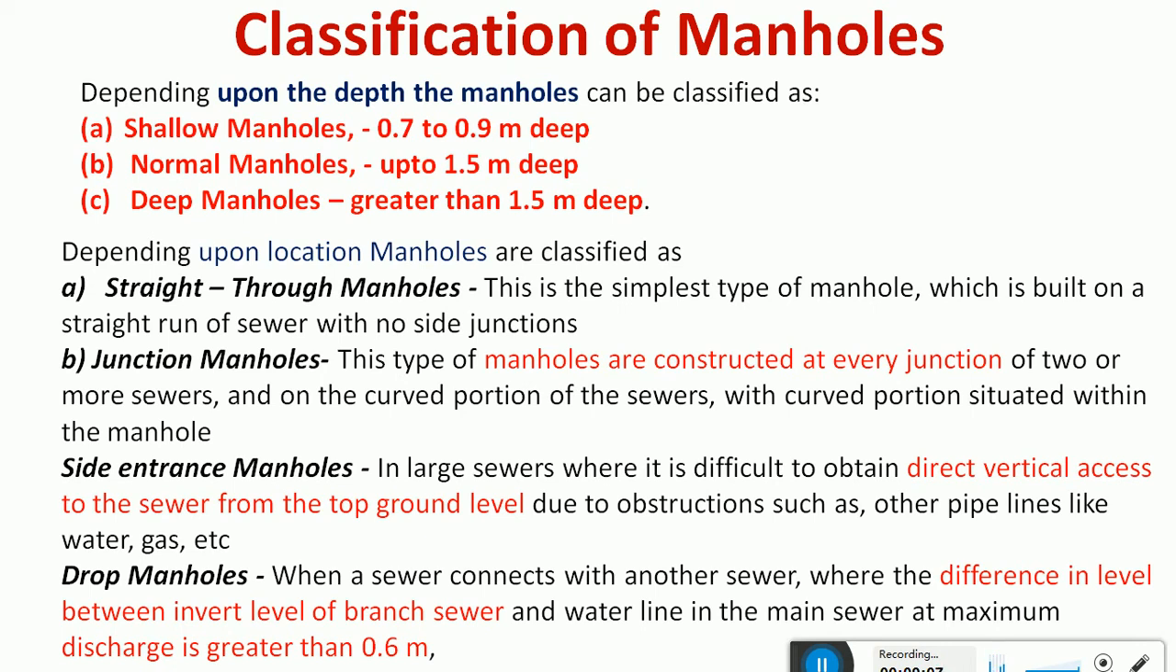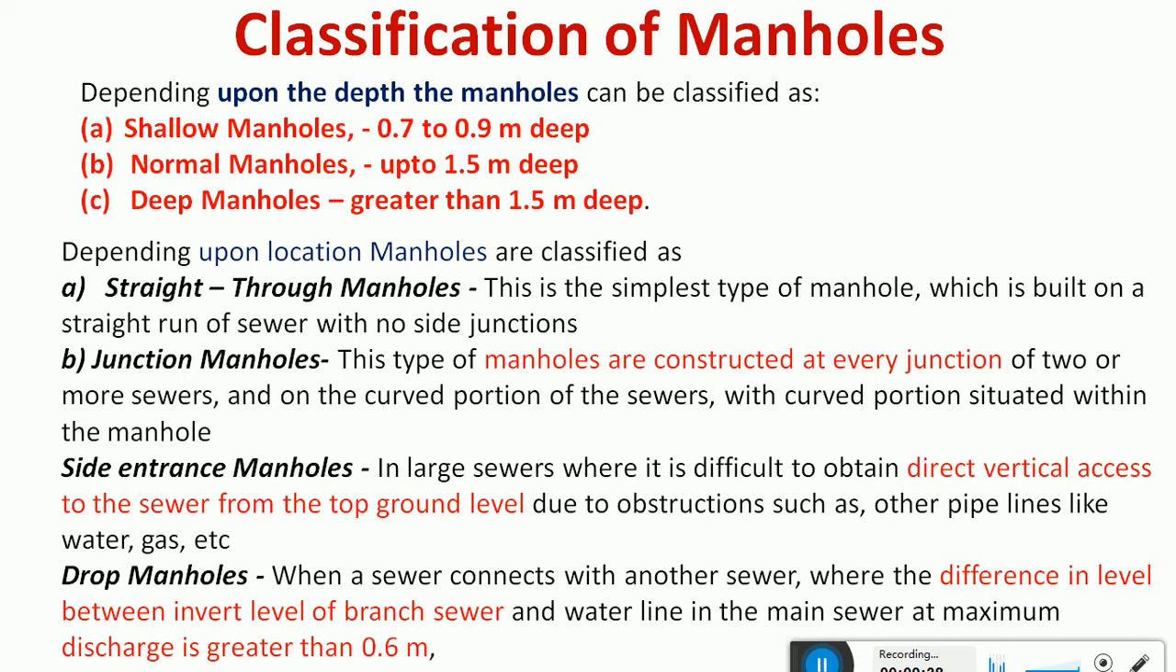Also, depending upon the location of the manholes, we classify them as straight or through manholes. This is the simplest type of manhole, which is built on a straight run of sewer with no side junctions. Like in the previous slide we discussed that based on the diameter of the sewer we will locate the manholes at regular intervals. So it is just a manhole which is provided along the sewer lines, and based on its location it is called a straight or through manhole. It is located at regular intervals on the sewers.